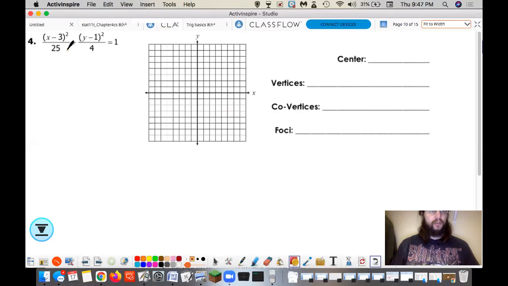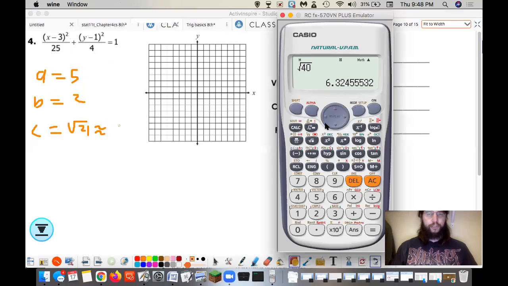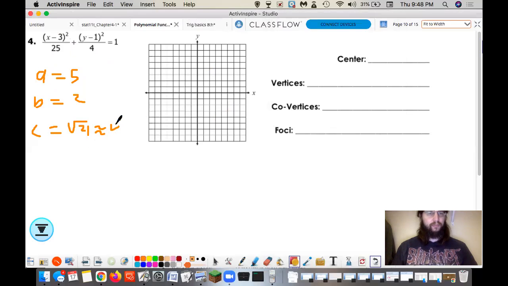So let's go ahead and get the center. Well, A, B, C. Again, 25 minus 4 is 21. Square root of that is 4.5-ish. Again, we just need somewhere to plot it. 4.5-ish, 4.6. Okay, center.